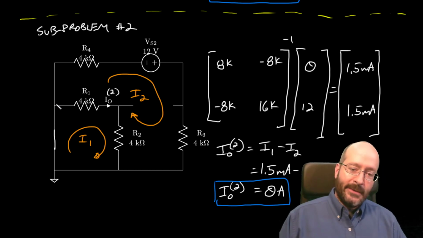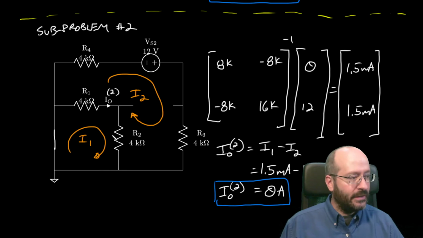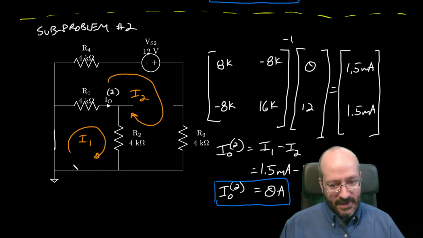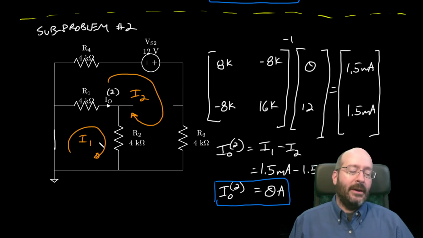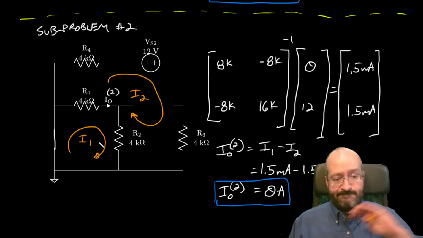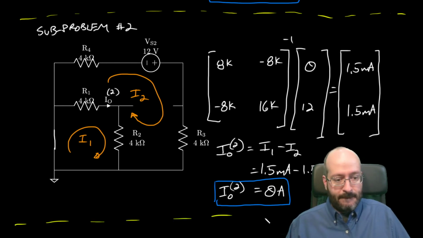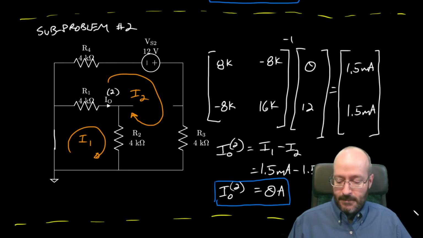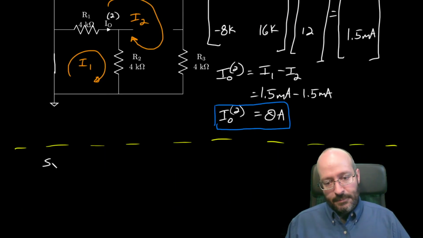Okay. Like, this is shorted, right? Together, these two are in series, and they're connected together, so there's no voltage drop across these two resistors. There's no voltage drop, no current's going to flow. So that kind of passes my gut check, just looking at the circuit. Okay. Last subproblem.